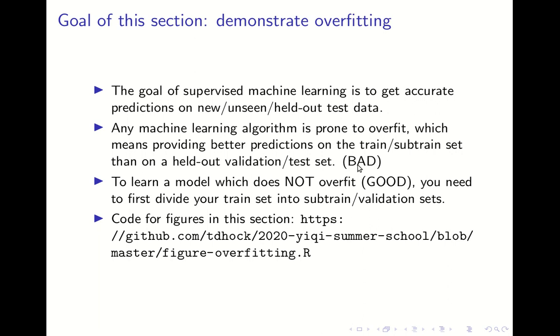When we're overfitting, that means that we're only getting good predictions on the training data that we've seen so far, and we're not getting good predictions on the new unseen held out test data that we really want to get good predictions on. So to learn a model which does not overfit, which is a good thing, we need to first divide our train set into subtrain and validation sets.